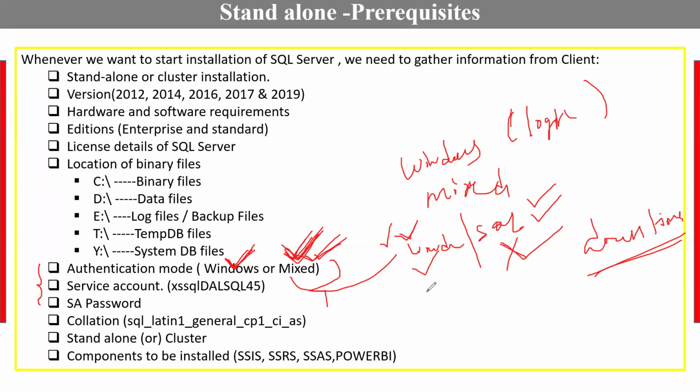You need to remember, mixed mode we will enable. When you enable mixed mode, you need to provide the SA account password. By default, when you enable mixed mode, you will get the SA account, system administrator. It's a SQL login. By default, you will get the SQL login. For that SQL login, you need to provide the password. Clear? Understood?